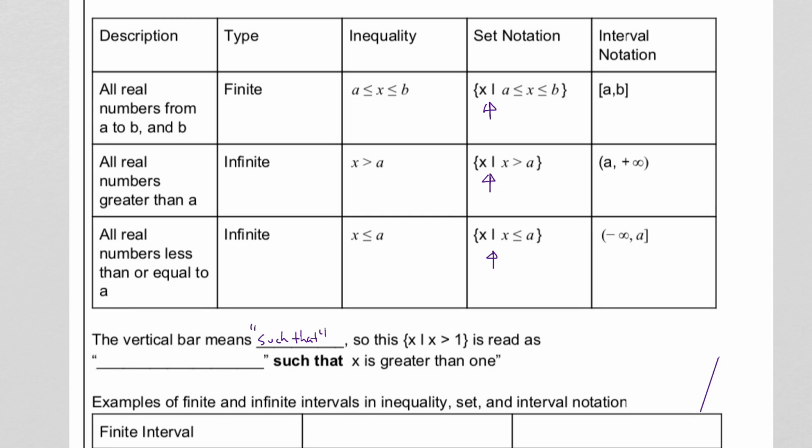So this bracket, x, vertical bar, x greater than 1, is read as the set of real numbers x such that x is greater than 1. So that covers that example and the different ways to write these. And let's take a look at some examples with prepared number lines.